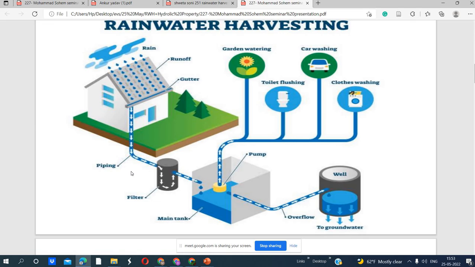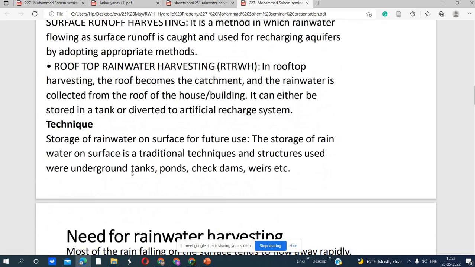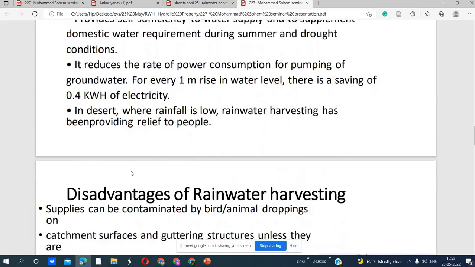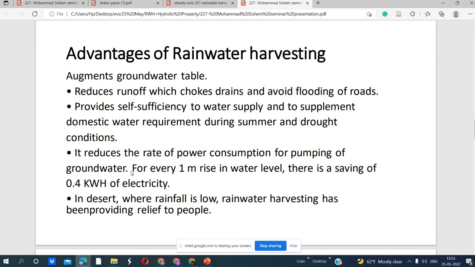There are advantages and disadvantages of rainwater harvesting. The advantages are reducing runoff, which chokes drains, and avoiding flooding of roads; providing self-sufficiency in water supply and supplementing domestic water requirements during summer and drought conditions. It reduces the power consumption for pumping water: for every 1 meter rise in groundwater level, there is a saving of 0.4 kilowatt hours of electricity. In deserts where rainfall is low, rainwater harvesting has been providing relief to people.